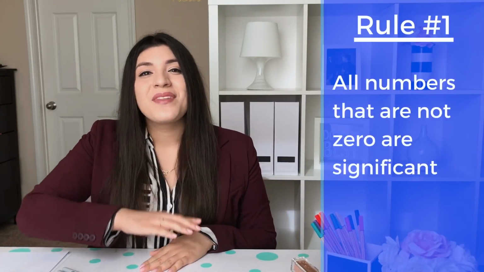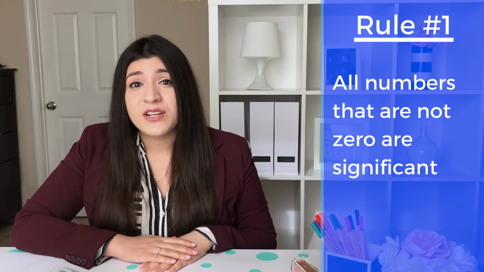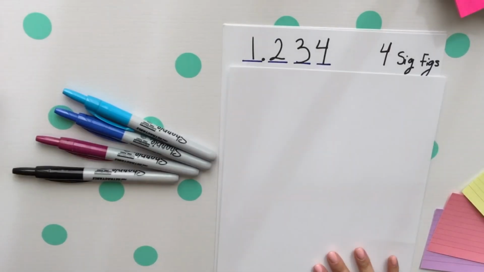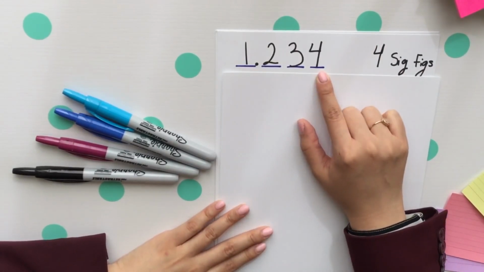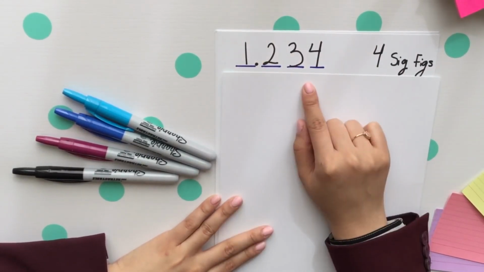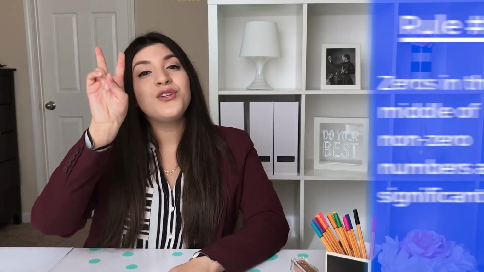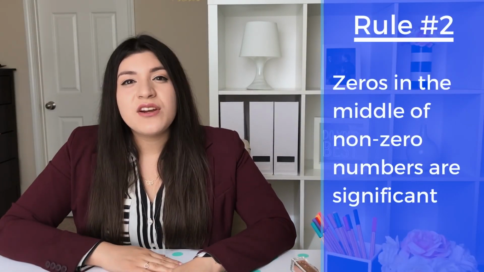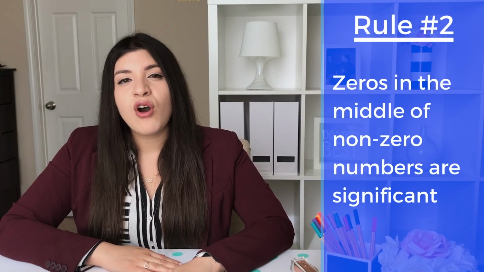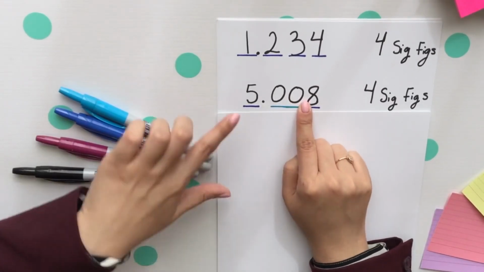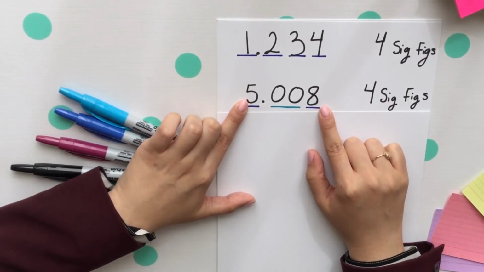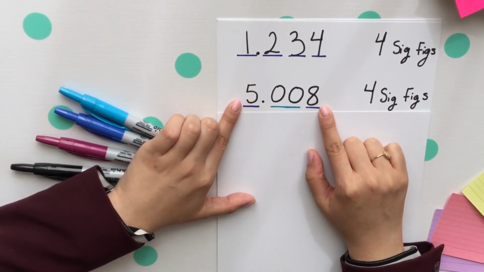Rule number 1, all numbers that are not zero are significant. Looking at this first example, every single one of these digits is significant because they are non-zero numbers. Rule number 2, any zeros that are in the middle of non-zero numbers are significant. These two zeros are in the middle of 5 and 8. 5 and 8 are two non-zero numbers, so every single digit counts as significant.